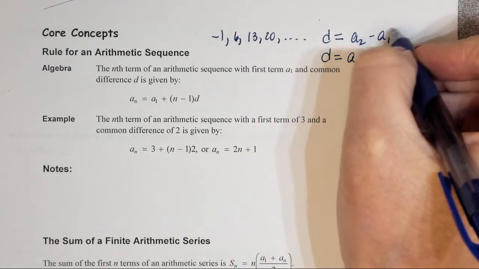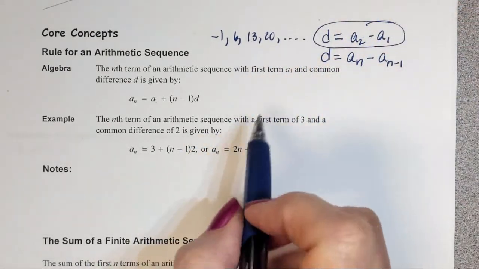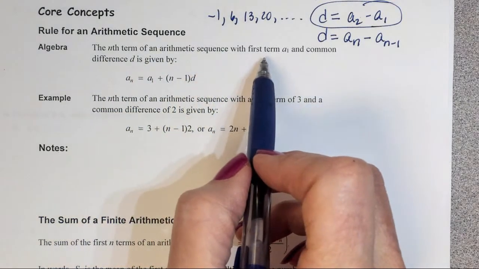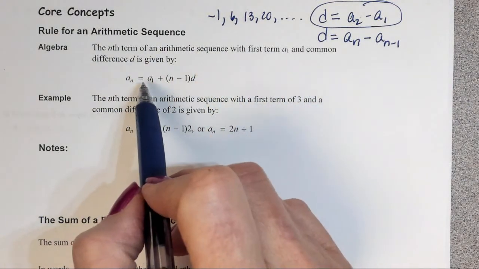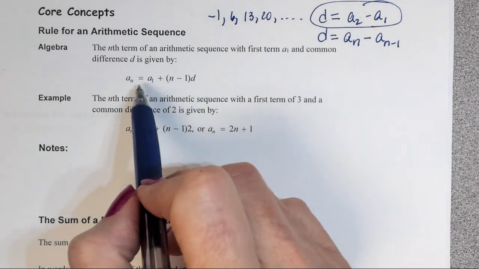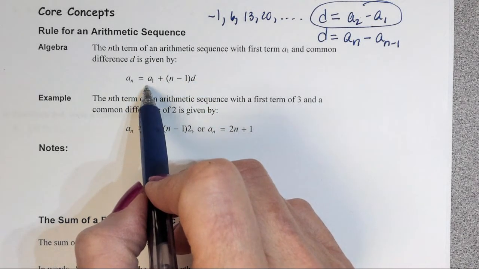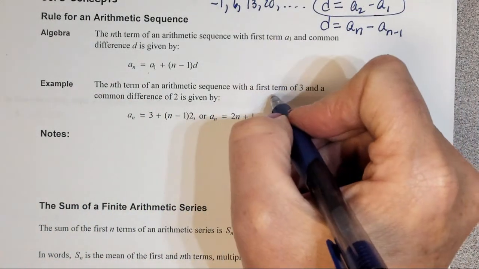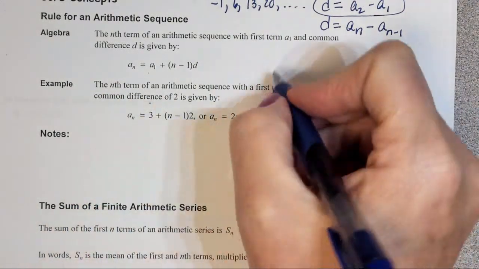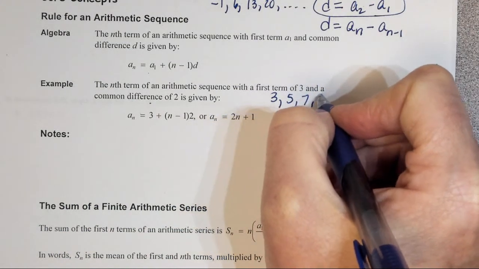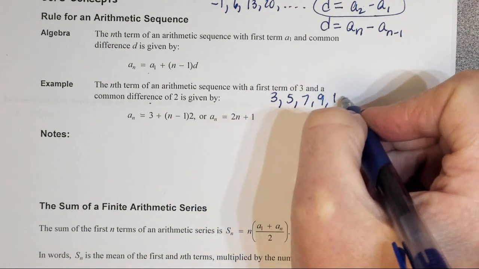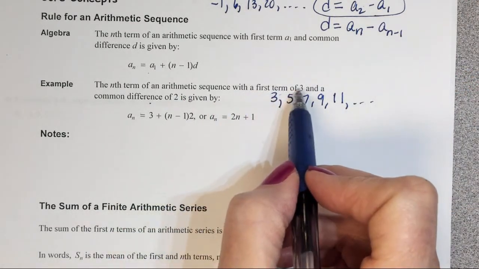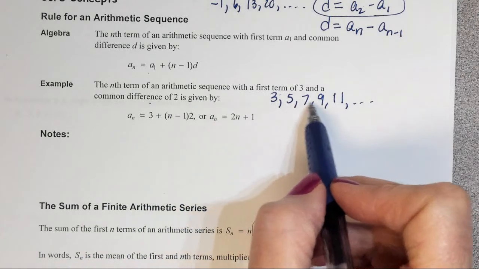D is an important thing to be able to find. If we're trying to find the nth term and we want to come up with a formula for it, if we know a sub 1 and if we know D, we can quickly come up with the formula for it. Down here they show us an example. The first term is 3, and we have a common difference of 2. So that means we're adding on 2 every time. Sorry, I was writing the number 5.